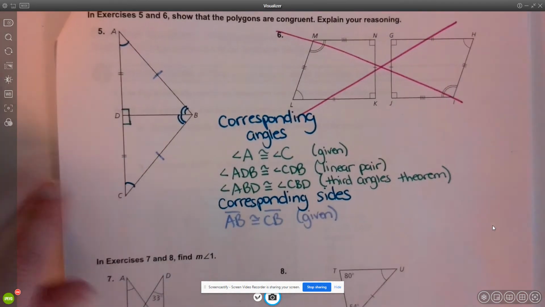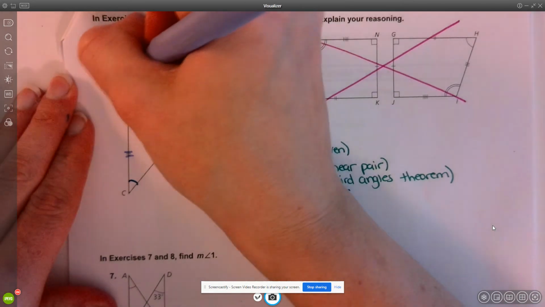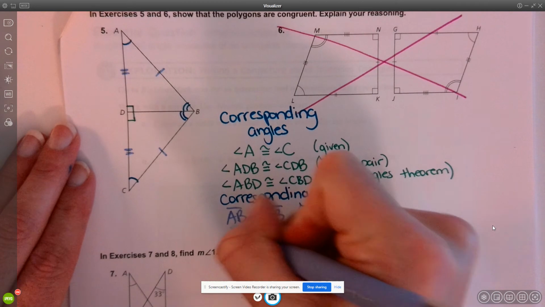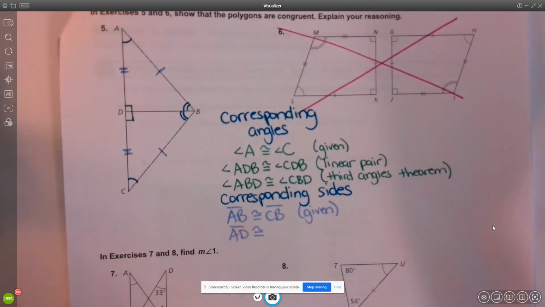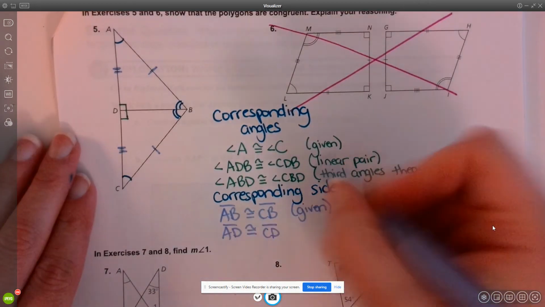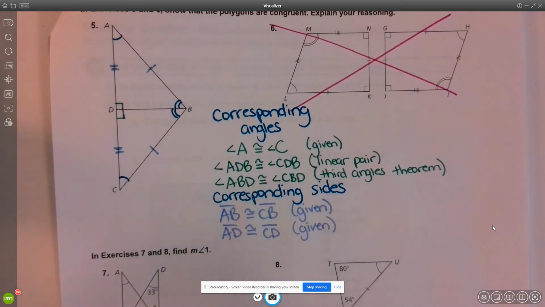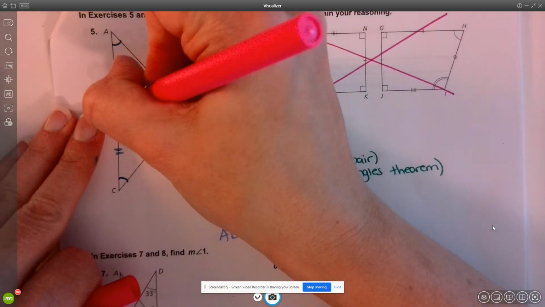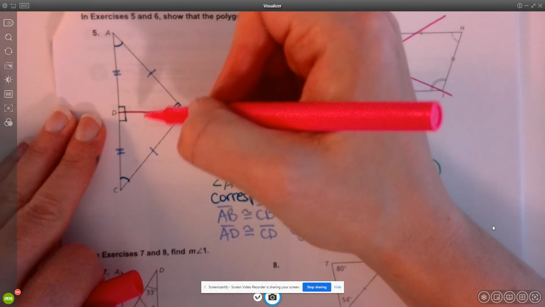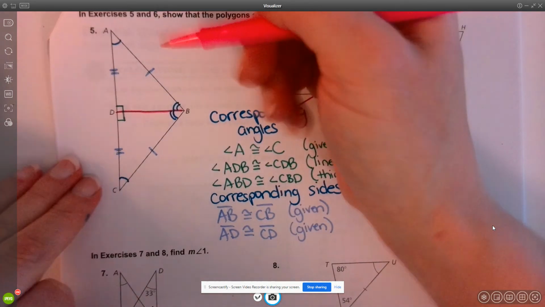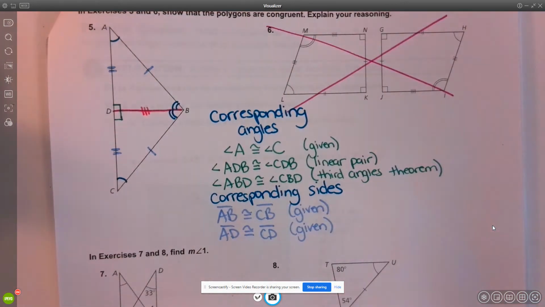I have another pair of congruent sides. I see 2 tick marks here. So line segment AD is congruent to line segment CD. That was given in the picture. So now the third sides of these triangles, the third side is actually shared between the 2 triangles. This side, side DB, it's the third side of both of these 2 triangles. Well, if they share that side, doesn't that side have to be congruent to itself?